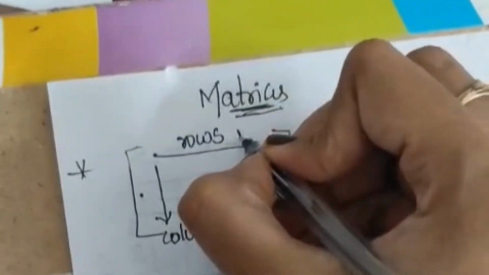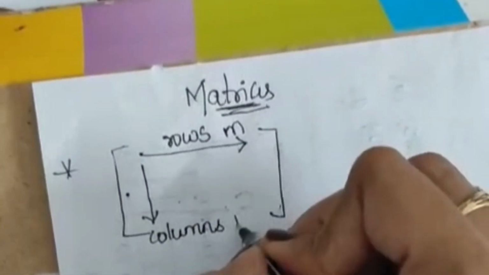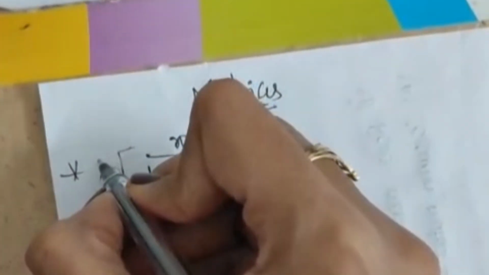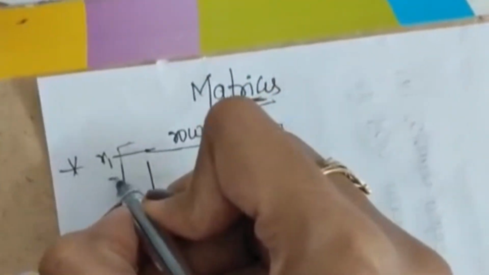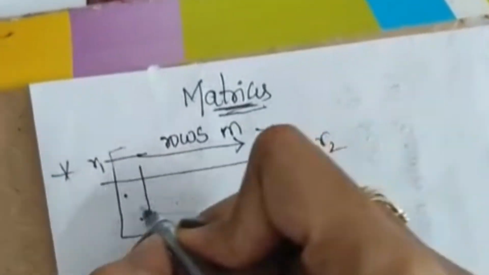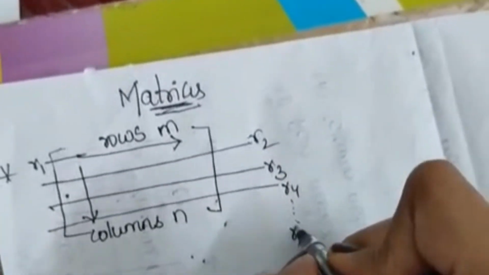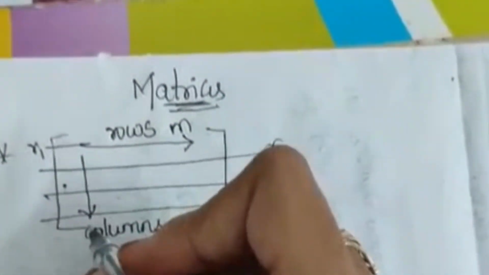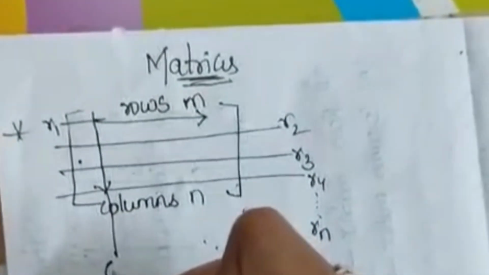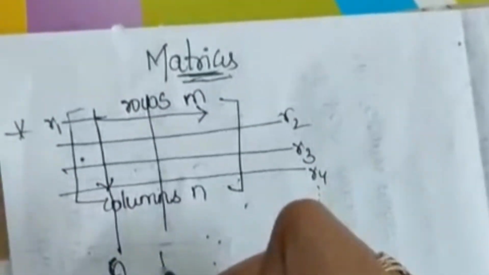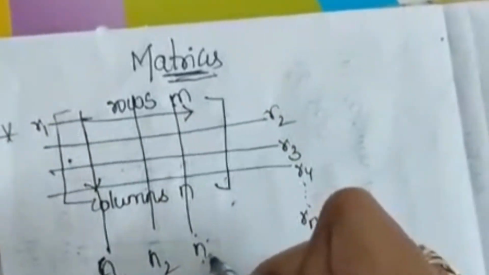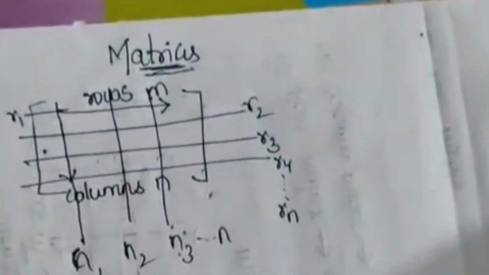Here, rows are denoted by m and columns are denoted by n, which means this is row 1, this is row 2, this is row 3, this is row 4, and so on up to n number of rows, and this is column 1, this is column 2, and so on up to n number of columns.